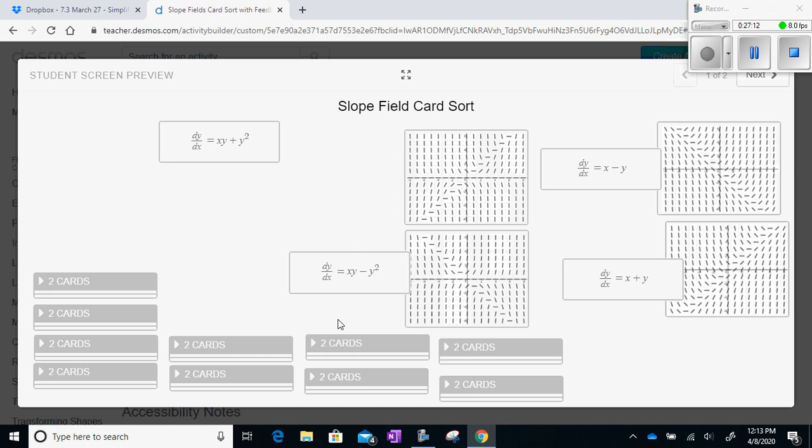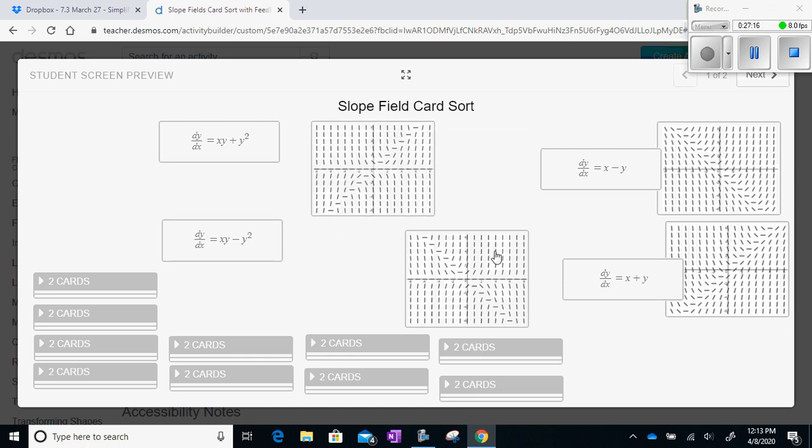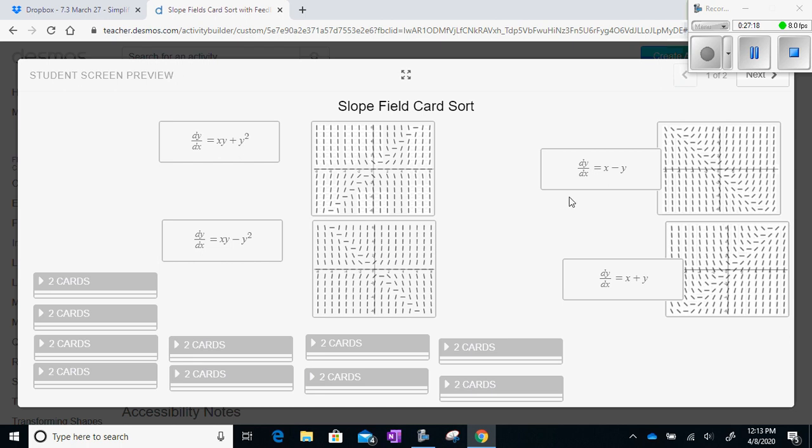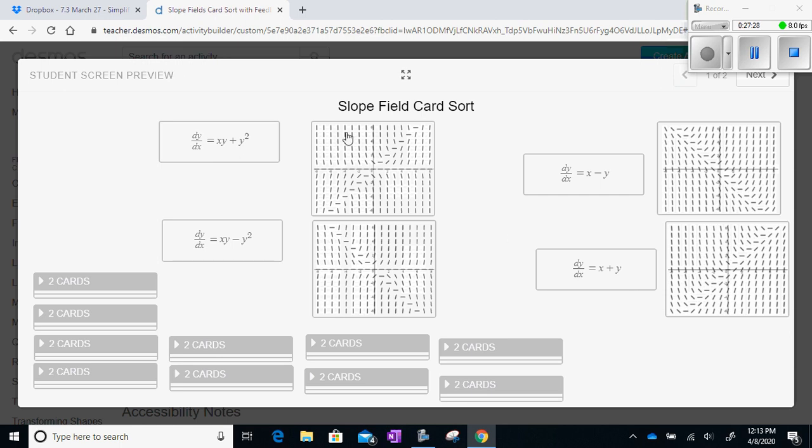All right, so I have 2 differential equations that have to match these 2 slope field cards. And likewise over here, I have these 2 differential equations that have to match those 2 slope field cards. So let's analyze this. These match, by the way, because of these horizontal tick marks along the x-axis. Gotcha. Okay. So I also have a slope field up here.